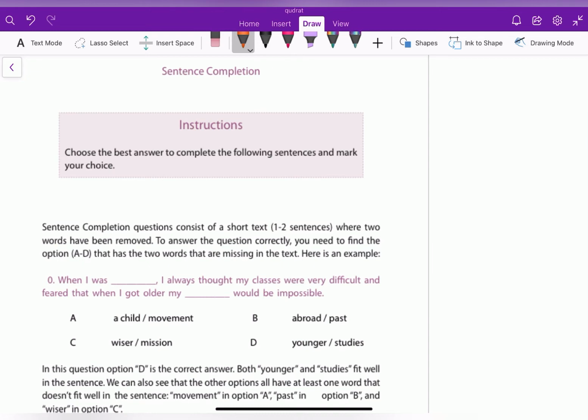Why? Because let's look at the other choices. When I was a child, I always thought my classes were difficult and feared that when I got older, my movement, no. The first part makes sense. The second part does not make sense, making the whole answer wrong. When I was wiser, I always thought my classes would be difficult and feared that when I got older, my mission would be impossible. This does not really make sense. The first part does not make sense. The second part could potentially make sense.